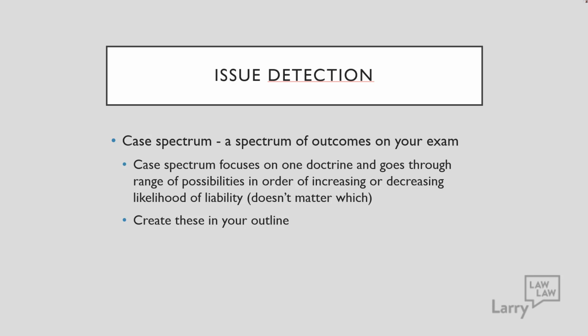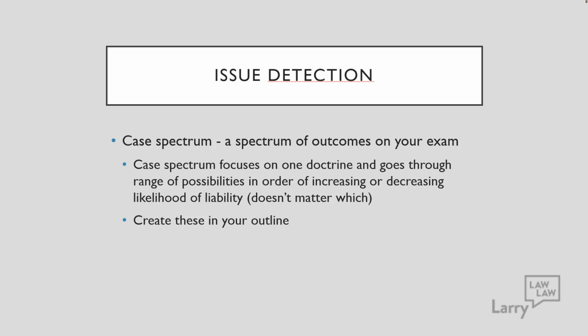A case spectrum is a spectrum of outcomes on your exam. And this is probably where you take the most organization. A case spectrum focuses on usually just one doctrine and goes through the range of possibilities in order of increasing or decreasing likelihood of liability. Doesn't matter which, but it's a way to help you through an issue, how to resolve one that you spot.